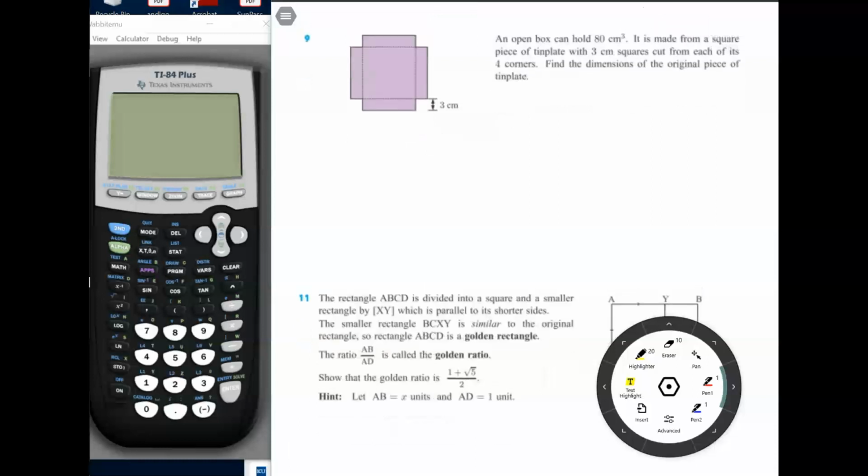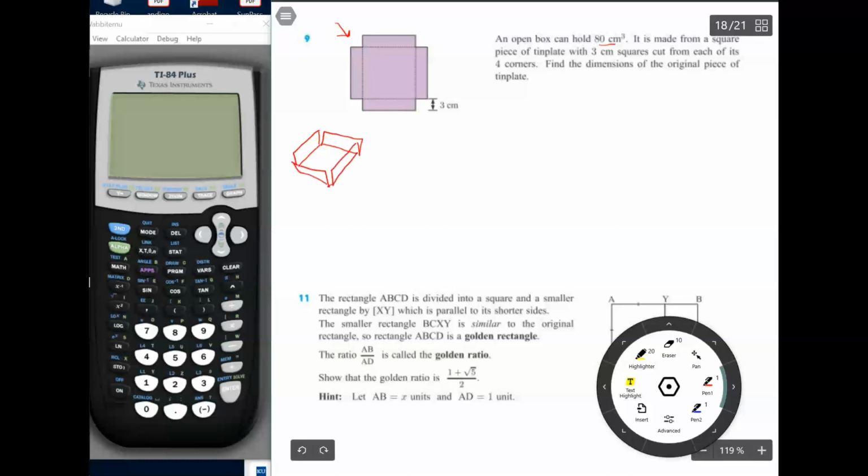And let's take a look at problem 9. An open box can hold 80 cubic centimeters. It is made from a square piece of tin plate with 3 centimeter squares cut out from each of the 4 corners. Find the dimension of the original piece of tin plate. What the heck do they mean by an open box? Well, if you take this tin plate and fold the edges up, like making an origami box out of the metal, you would end up with a box with no lid, which is the open box.